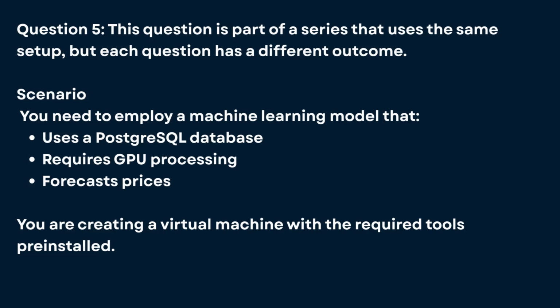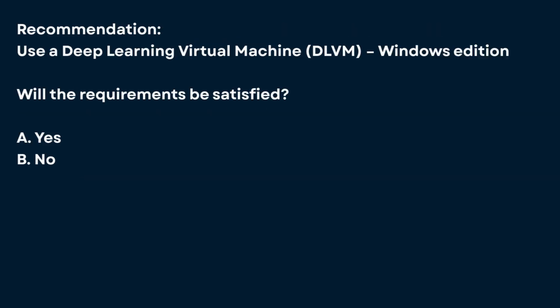Now let's continue with question 5. This question is part of a group of questions that share the same setup, but each one has a different outcome. You have been tasked with employing a machine learning model that uses a Postgres database and requires GPU processing to forecast prices. You are preparing to create a virtual machine that has the necessary tools built into it. You need to choose the correct virtual machine type. Recommendation: you make use of a deep learning virtual machine, also known as a DLVM, Windows Edition. Will the requirements be satisfied?